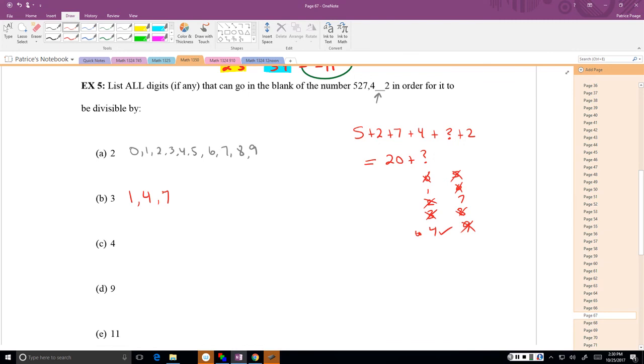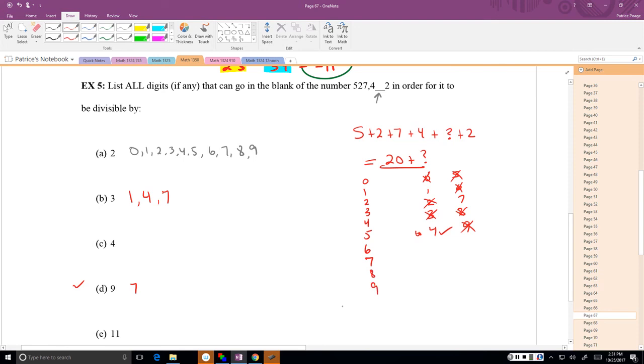While we're on the sum of the digits, what else should we just go ahead and do? 9, because it's the same rule. So, same rule, I'm just going to skip to here. I have 20 plus question mark. If I put a 0 in there, is that divisible by 9? No. 1, 2, 3, 4, 5, 6, 7. Yay. 28, 29. All right.